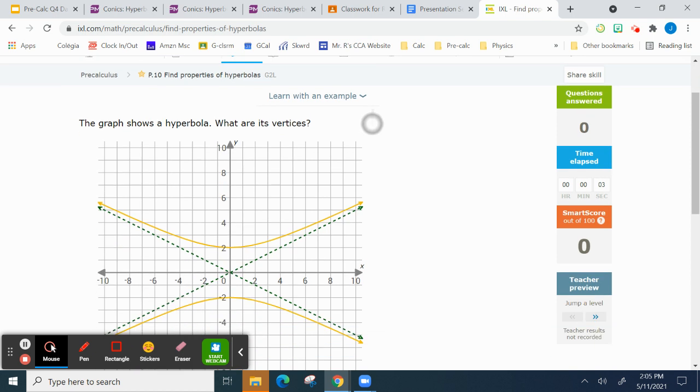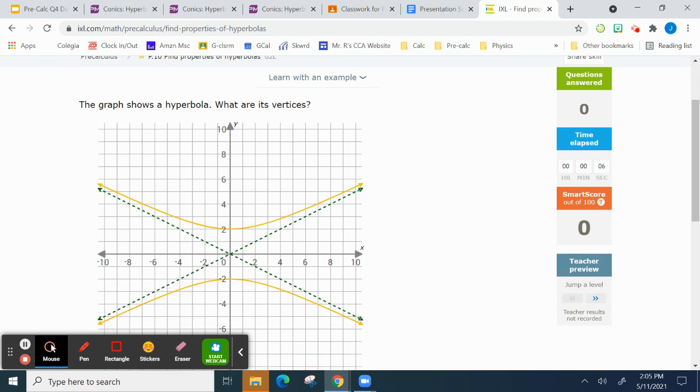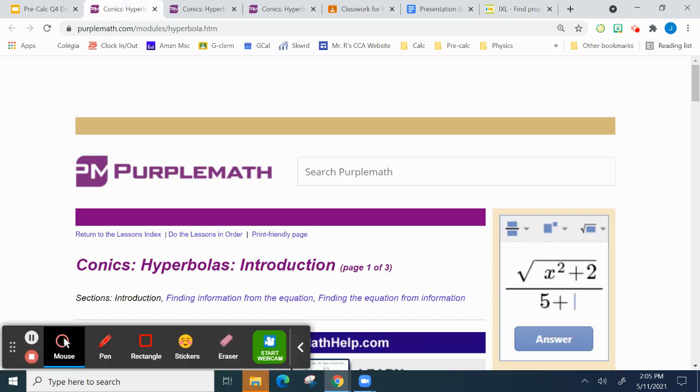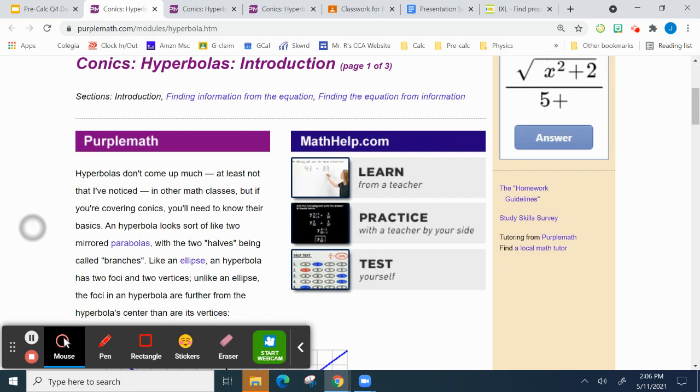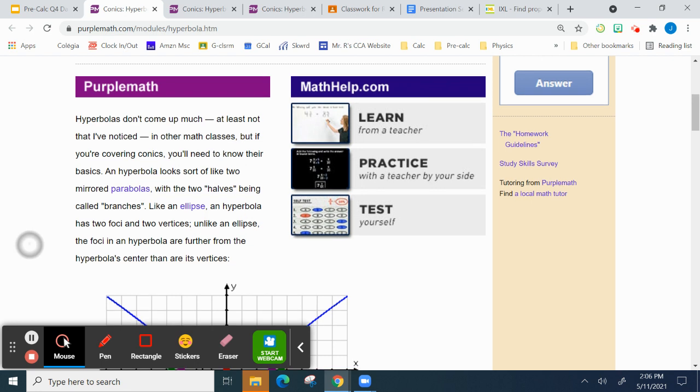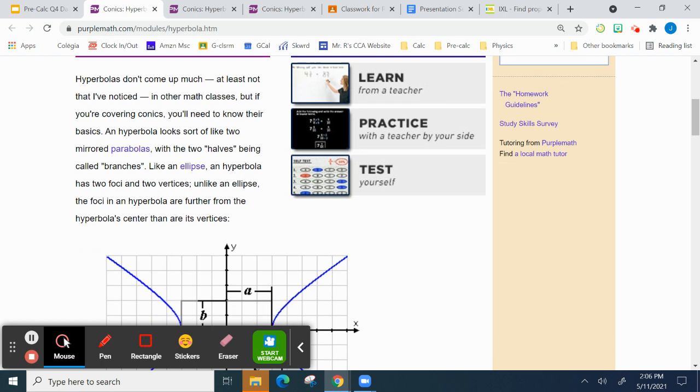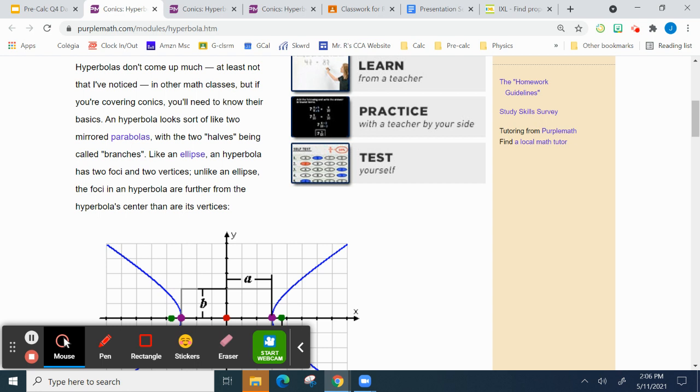But before we go further into this IXL, I would like to point you to this page that is linked. This is the Purple Math Introduction to Hyperbolas, which, as it says, don't come up very often. But I found out that they do actually, the shape of like the smokestack on a power plant.